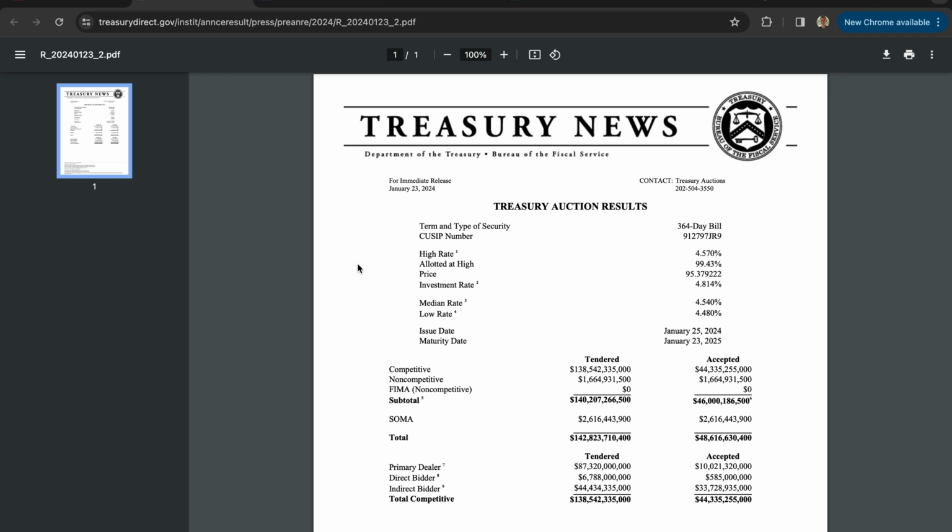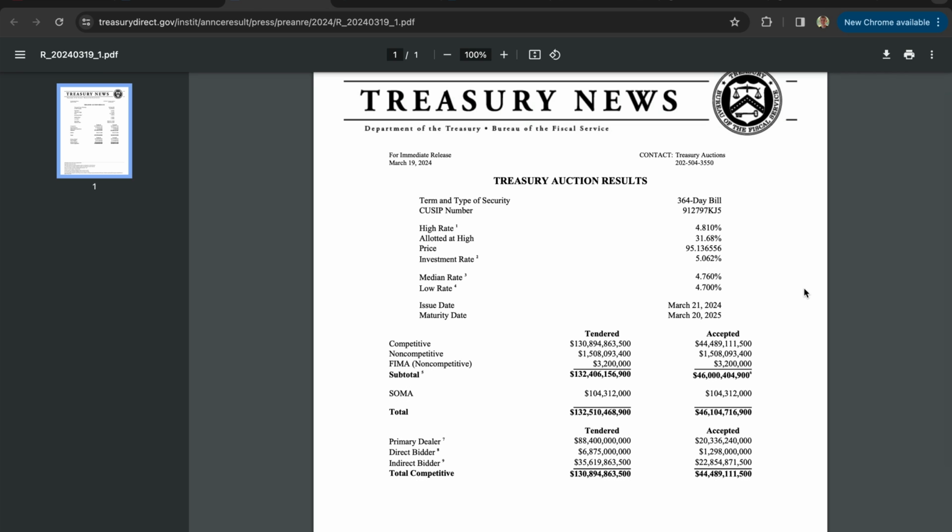So starting off with this bid to cover ratio, the first thing that we're going to do is take the total amount of money that was tendered or bid, and that in this case is going to be $140 billion. Now, the actual amount that was accepted, and once again, this is just determined in advance by the Treasury Department, was $46 billion. Now, when you go ahead and take the total money bid and divide it by the total money accepted, the bid to cover ratio in this case was 3.048.